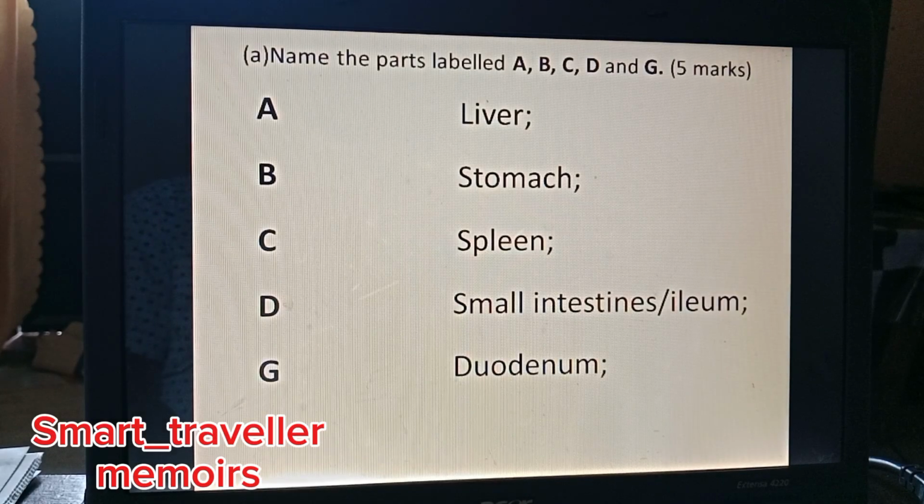Name the parts labeled A, B, C, D, and G. If you look at the photograph carefully, you find that A is liver, B is stomach, C is spleen, D is small intestines, or what we call ileum, and G is the duodenum.